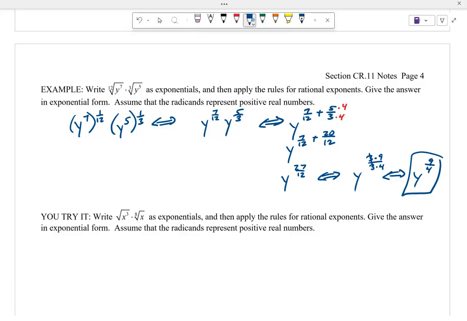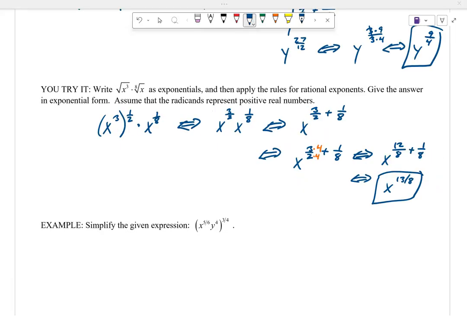So go ahead and try that next one there, and check your work on that. Should have ended up with x to the 13/8 on that. Then we'll go ahead and simplify this. Looks like we've got a 3/4 to power of a product there. And so I'm going to take that x to the 5/6, that'll be to the 3/4. And then I'll take my y to the 4th to the 3/4.